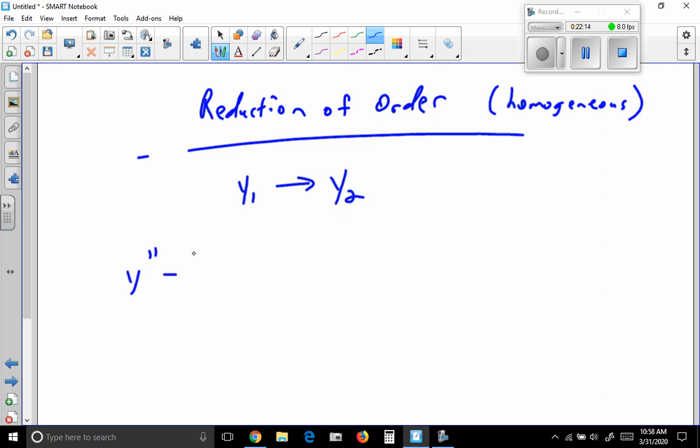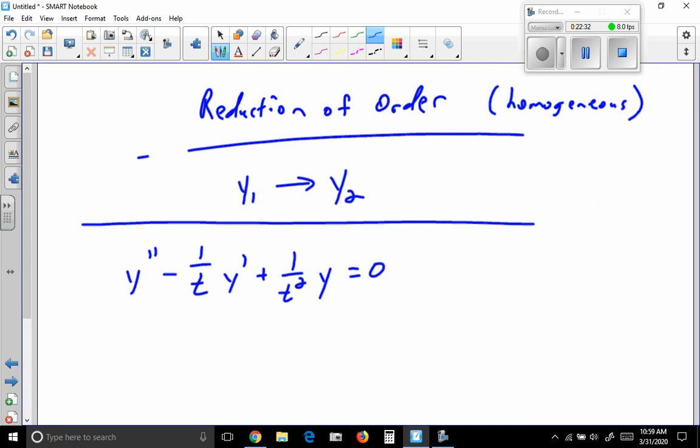For example, y double prime minus 1 over t y prime plus 1 over t squared y equals 0, which this one actually, if we were clever, we could possibly turn this into Cauchy-Euler. But if we knew one solution to this, we could end up finding a second solution. So we're going to suppose that the second solution is related to the first solution by multiplying it by some function.